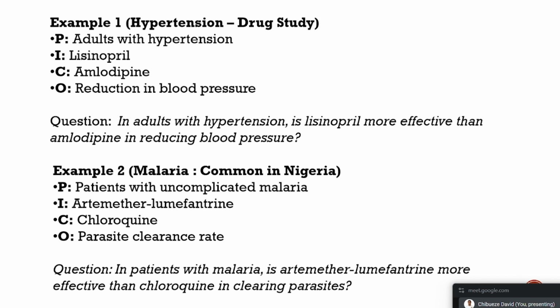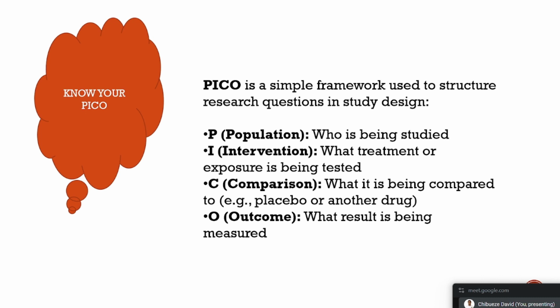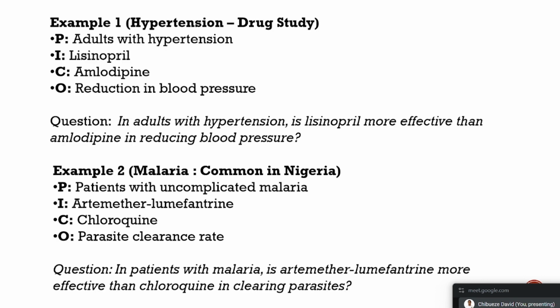I have example one: hypertension drug study. P is the population, adults with hypertension. I is the intervention, or the drug. So I wrote here that intervention is the treatment or the exposure, right? C is the comparison, if you are comparing it to a standard or to something. O is the outcome, or the result. What does this particular drug lead to? Does it lead to any change in blood pressure?